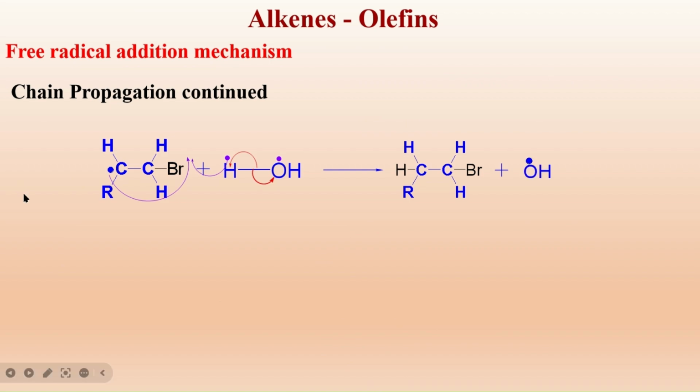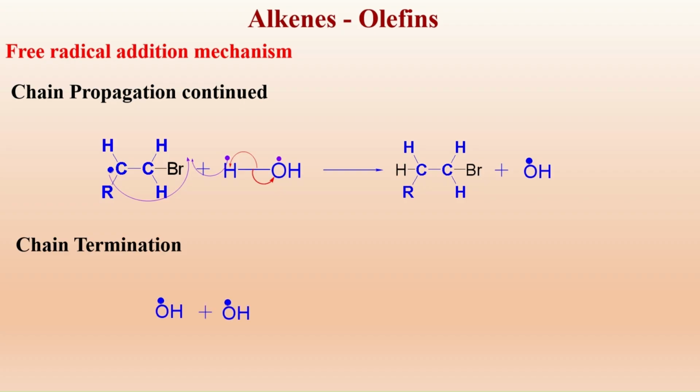When all the alkene is consumed, it does not have any alkene to react, and that's why it undergoes chain termination. The two OH radicals combine together to give hydrogen peroxide. The amount of hydrogen peroxide which was involved in the reaction has been recovered over here. Hydrogen peroxide acts as a catalyst for the generation of free radicals.